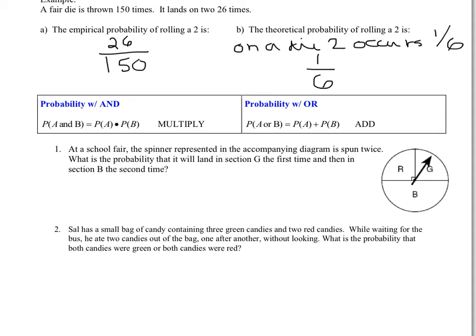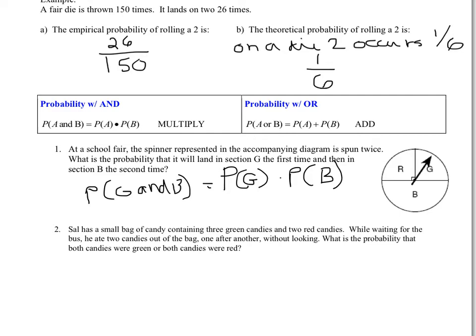Example 1. At a school fair, the spinner represented in the accompanying diagram is spun twice. What's the probability that it will land in section G the first time and then in section B the second time? So we are finding the probability of G and B. So we would find the probability of G and multiply that by the probability of B.